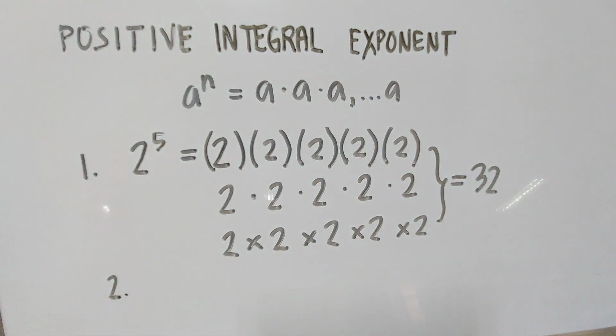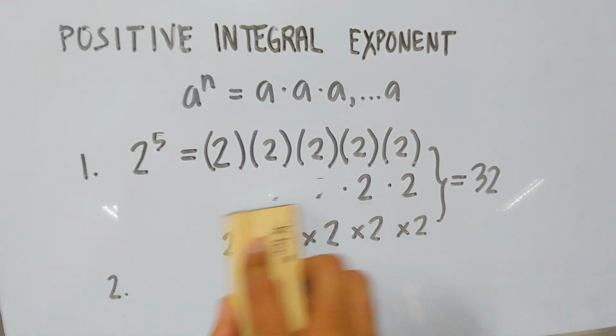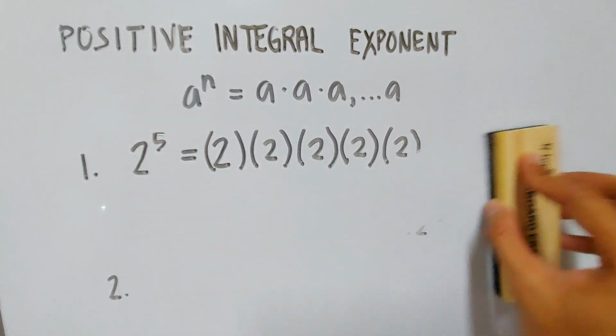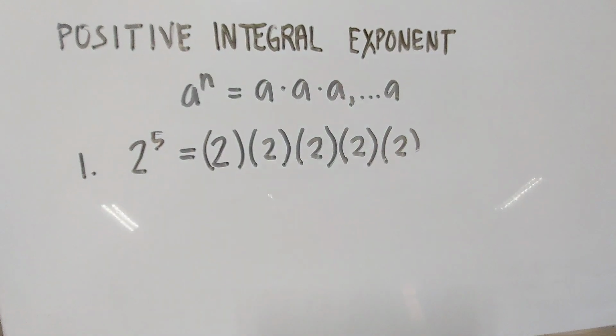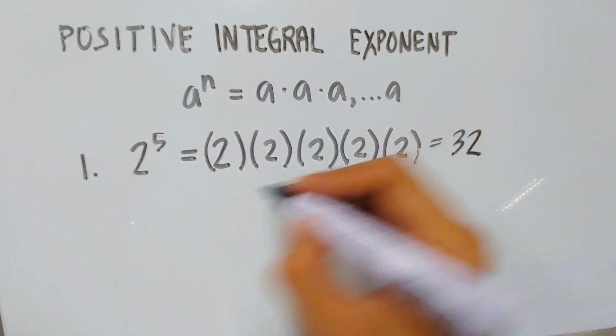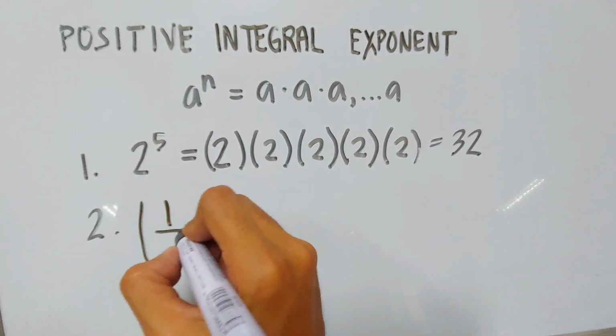Okay? Proceed tayo sa next example. By the way, burahin ko na yung iba, yan, yung dot, tsaka yung x na ginamit natin. Kasi kadalasan ang ginagamit natin sa math is yung close and open parenthesis. Again, that is multiplication. 2 raised to 5 is equal to 32.